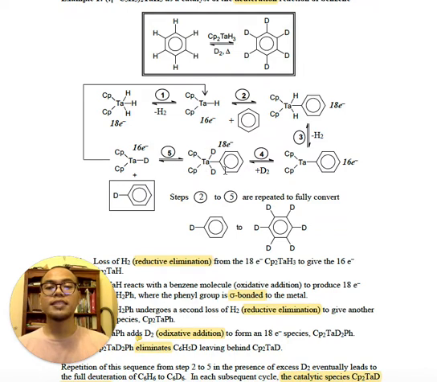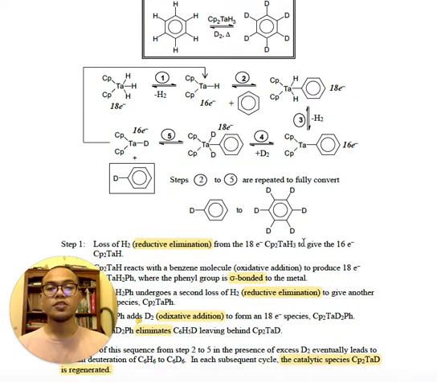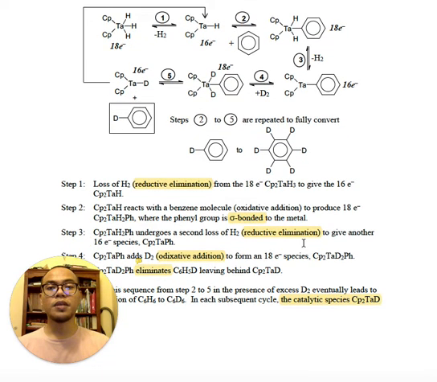Last but not least, you have to remove your benzene now with the newly added deuterium, leaving your tantalum with 1 deuterium and then 2 cyclopentadiene. This complex will undergo the whole process again from the second step until the fifth step, until you get all hydrogens replaced with deuterium. So described below is the mechanism.